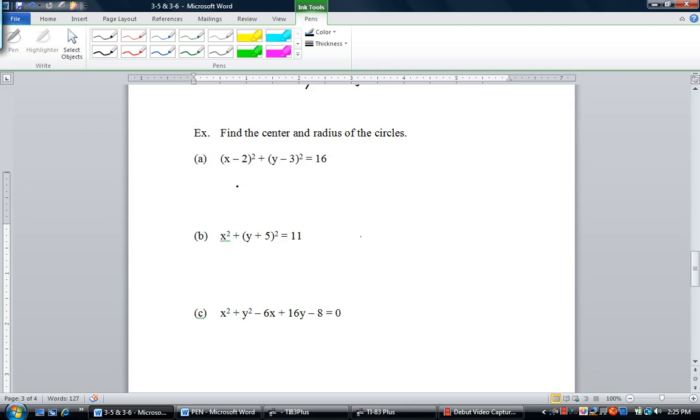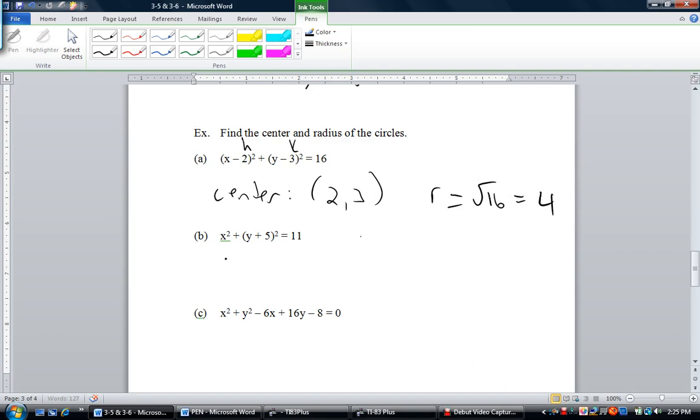Since this is already in standard form, we know that's our h and that's our k. So our center is 2, 3. Now notice I changed the signs. Radius isn't 16, it's actually what do you square to get 16. So another way to think of it is what's the square root of 16? 4. The radius is 4.